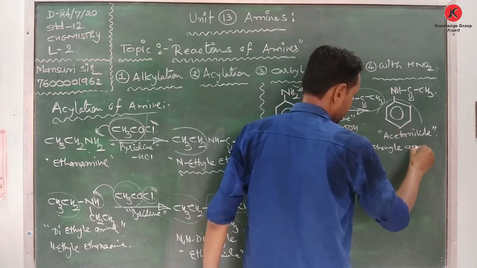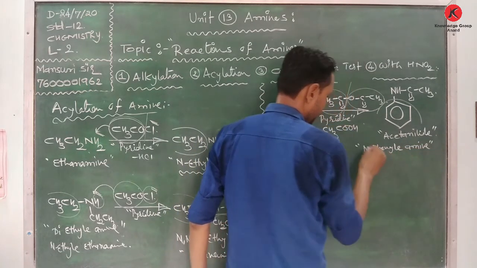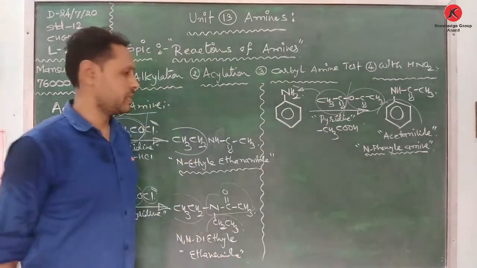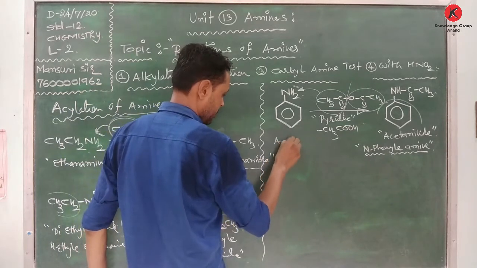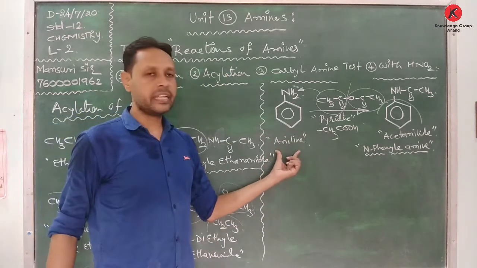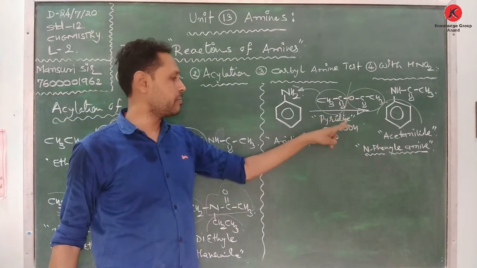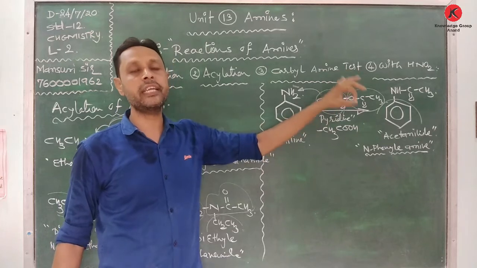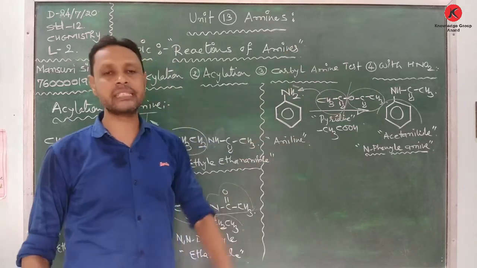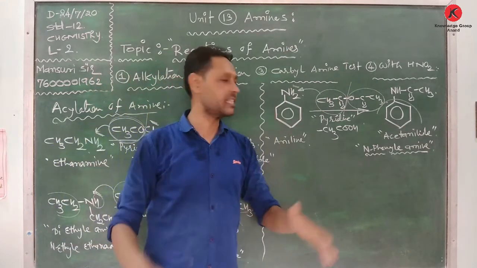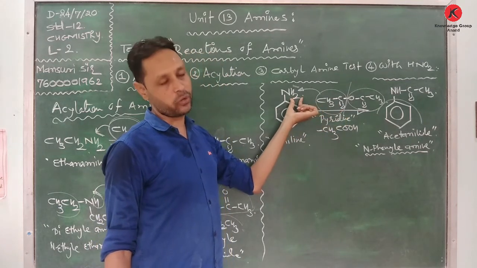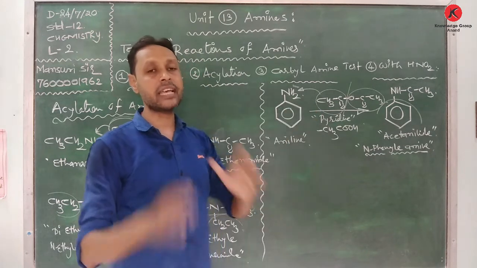N-phenyl ethanamide is obtained. This is aniline. Now aniline reacts with acetic anhydride in presence of pyridine, then acetanilide, N-phenyl ethanamide, is obtained. This reaction is also known as acylation, because here an acyl group is attached with the nitrogen. That is why this reaction is known as acylation.